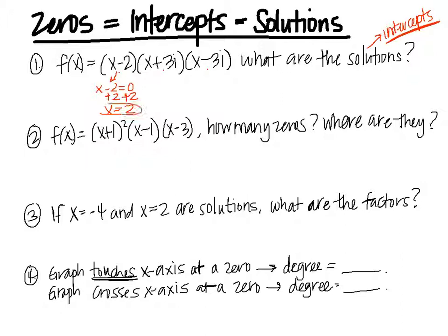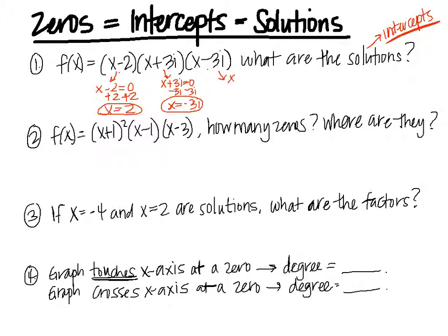So we have one intercept or solution of x equals 2, and we're going to do the same thing. If I have x plus 3i equals 0, when I subtract 3i to move it to the other side, I get that x is negative 3i. So there's our second solution. Now, it's an imaginary solution, which means you're not going to see it on a graph. So it's not going to intersect the x-axis, but it is still considered a solution.